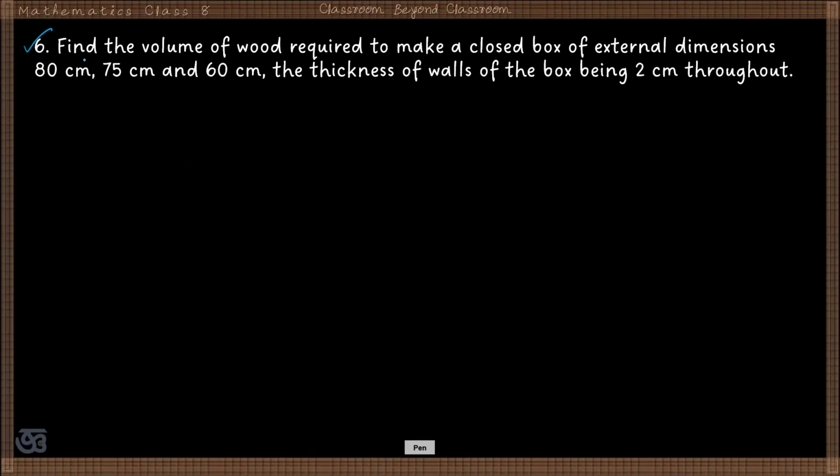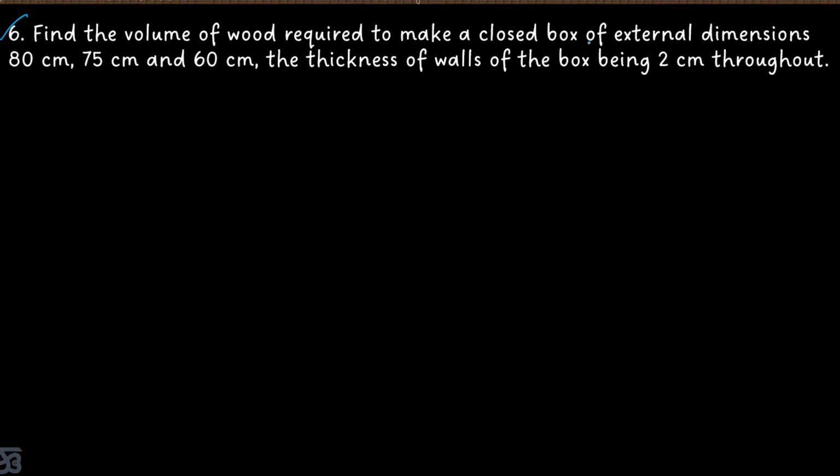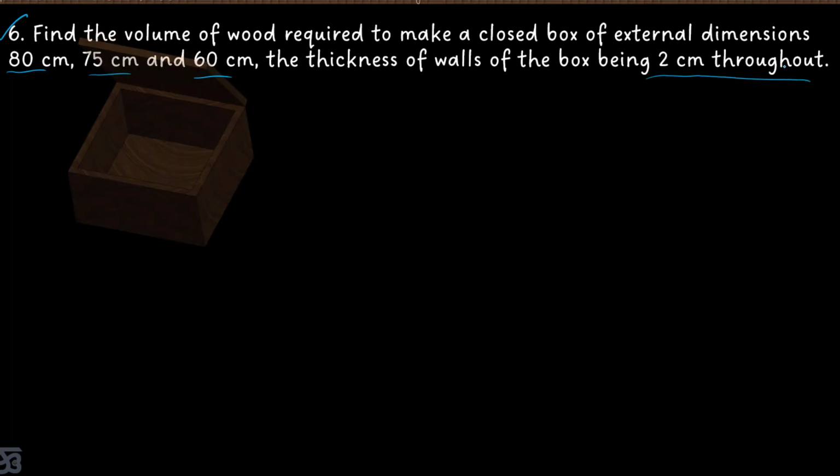Question number 6. Find the volume of wood required to make a closed box of external dimensions 80 cm, 75 cm and 60 cm. The thickness of the walls of the box being 2 cm throughout.